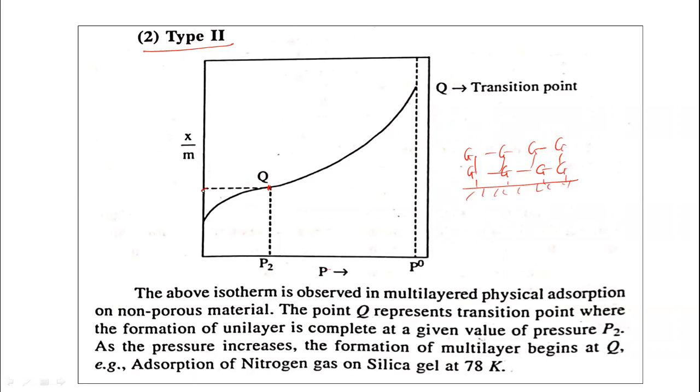Okay, so in the type 2, first of all, there is a formation of the unilayer. Then if we increase the pressure, the multilayer formation will take place there. Okay, so this is about the various kinds of adsorption isotherms.